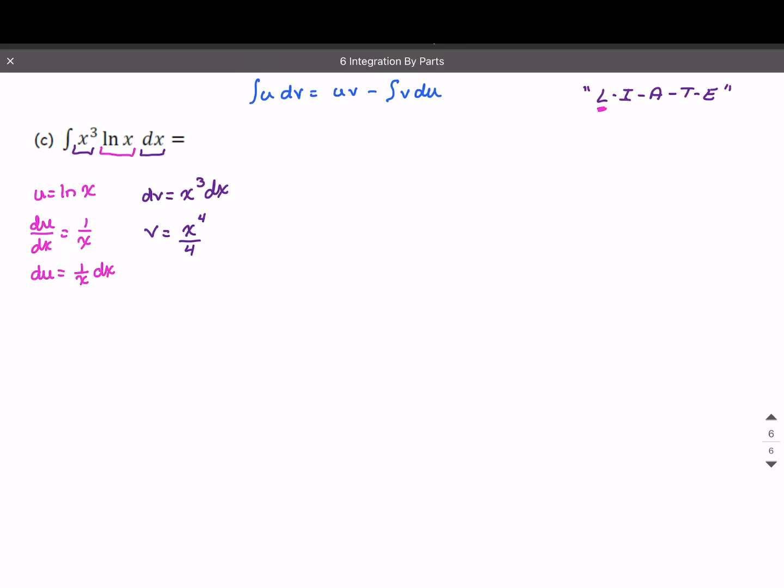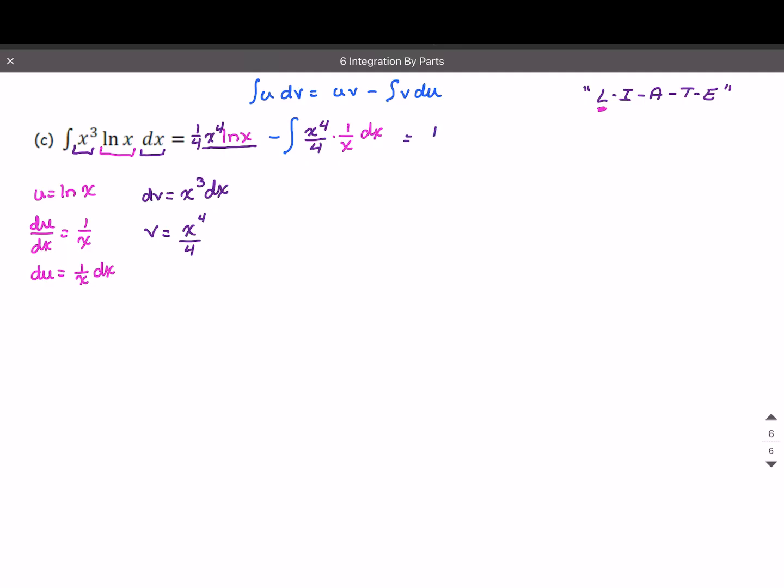All right, so now here we go. We follow our rule. Our rule is the natural log of x times v, which is x to the 4th. I'm going to put that in front of the natural log so it doesn't look like it's inside and that we're taking the log of that. And I'm going to put a 1/4 in front, minus the integral of our v, which is x to the 4th over 4, times the du, which is 1 over x times dx.